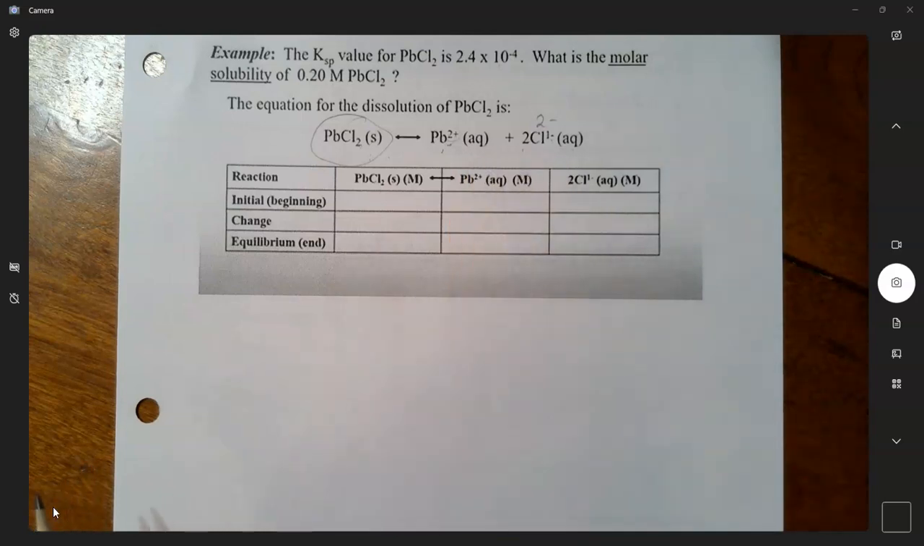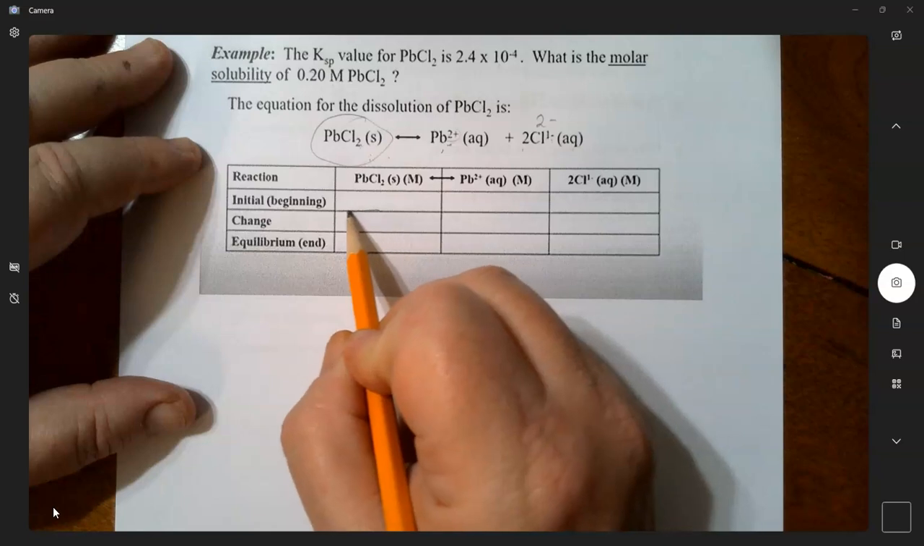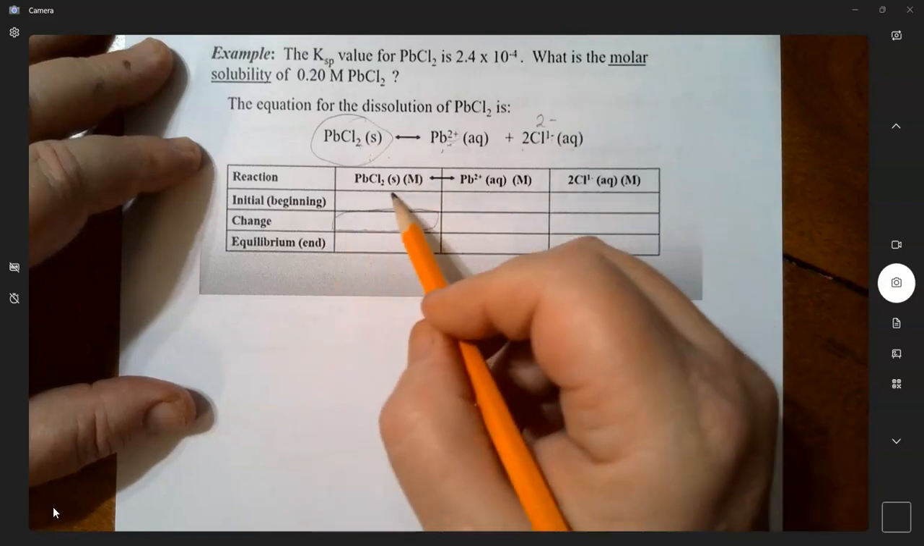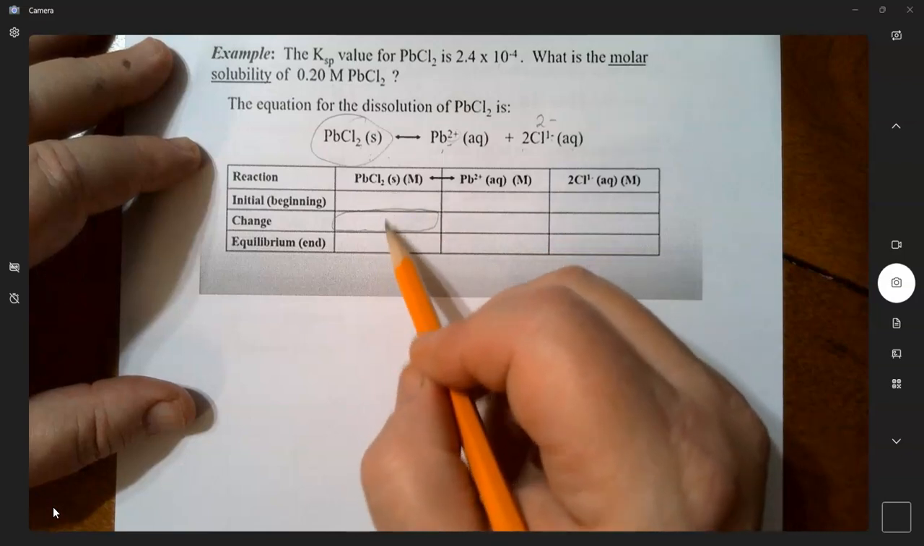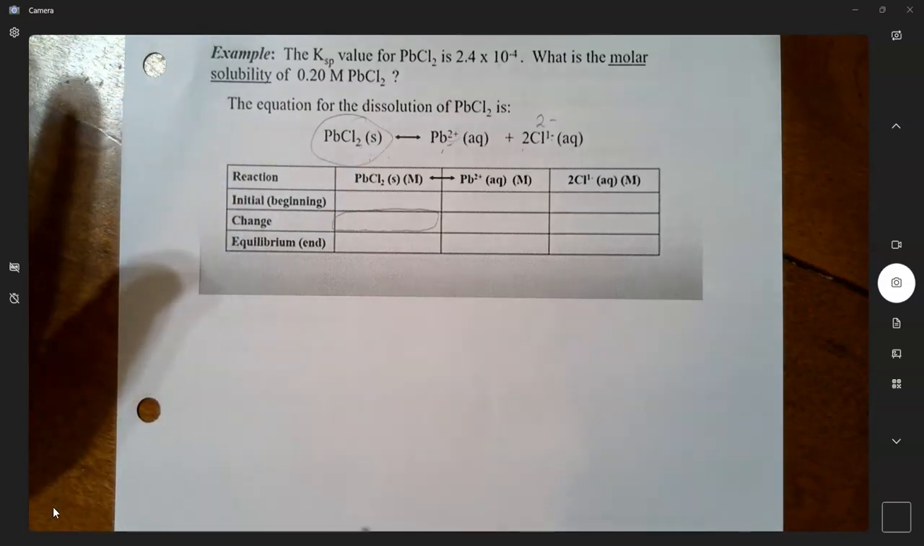So let's go ahead and plug in the numbers. Okay, and they give you the KSP for PbCl2, lead 2 chloride. And what's the molar solubility? It's this number here. This is usually a number on the change line we don't care much about. We're interested in the initial, we were given the initial, and we're interested in getting to the equilibrium. This is just kind of an intermediate step. But this is actually a significant number in these types of problems.